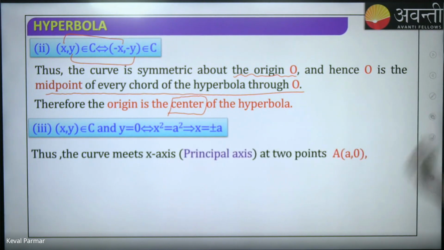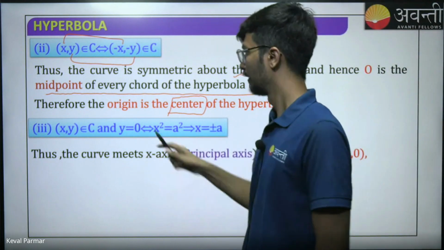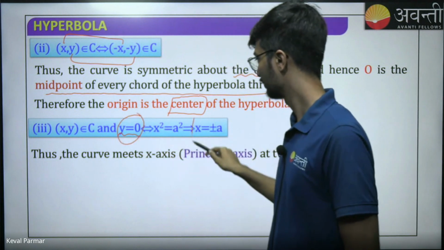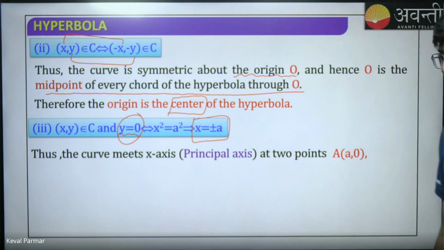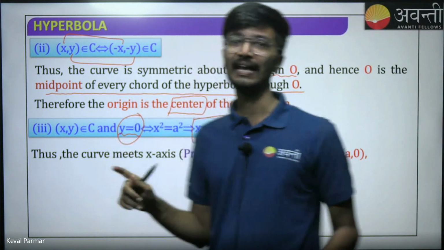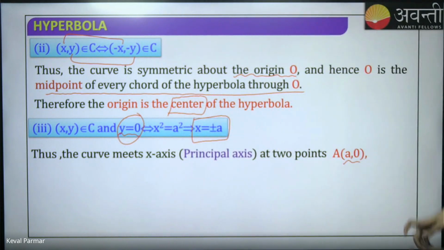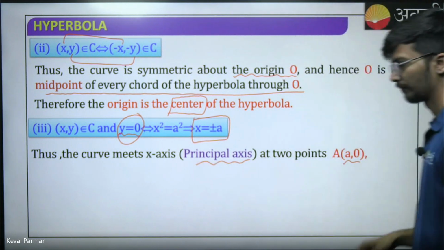Here we are finding x-intercepts and y-intercepts. If we put y equals 0, we'll get the x-intercept. And what are the x-intercepts? It is plus or minus a. That means the hyperbola cuts the x-axis at 2 points, (a, 0) and (minus a, 0). The x-axis is also called the principal axis, right?